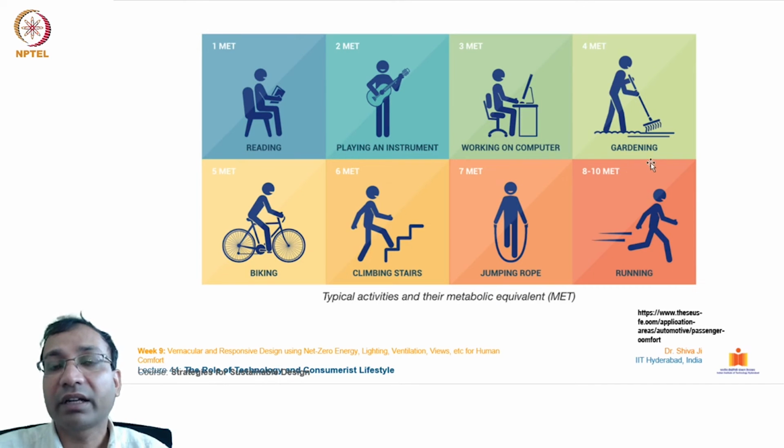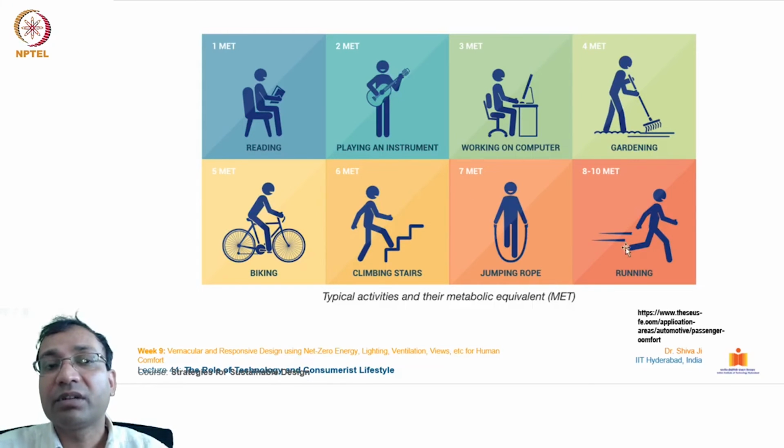If you are gardening or doing some normal activity, not that heavy or extensive, that is 4 MET. If you are biking, cycling, etc., that is 5 MET. If you are climbing stairs, you may have experienced that when we keep climbing staircases for a longer period of time, we feel stressed. So this is a 6 MET condition. If we are performing a considerably good amount of physical activity like jumping rope, etc., that qualifies as 7 MET.